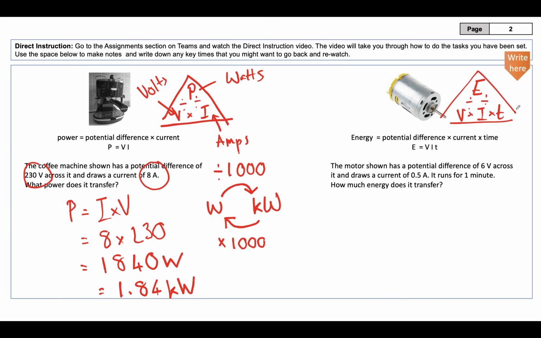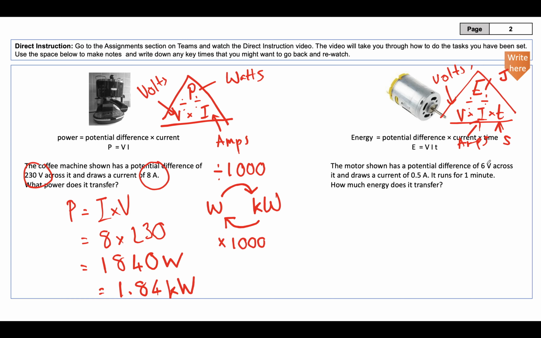Pop that into our equation. So energy is going to be in joules. Time must be in seconds. So this is where they might try and catch us out by giving it to us in minutes or hours. This has got to be amps, and this has got to be volts. So let's see what they've given us here.